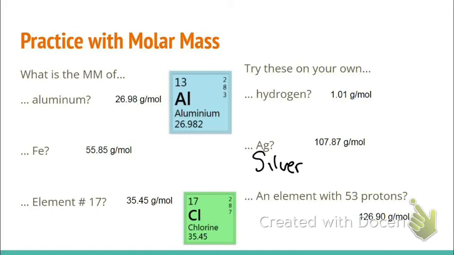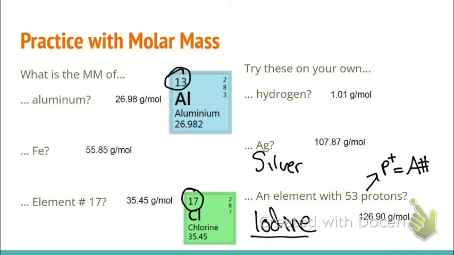And an element with 53 protons, and remember guys that the number of protons is equal to the atomic number, which is this guy right here, the whole numbers. This would be the element iodine on our periodic table. That's element number 53. And that would have 126.90 grams in every 1 mole of iodine.